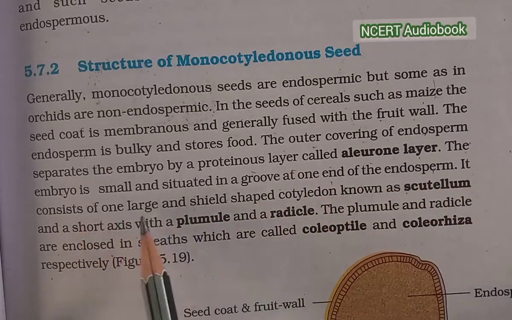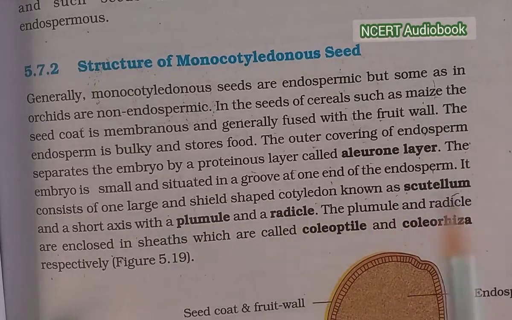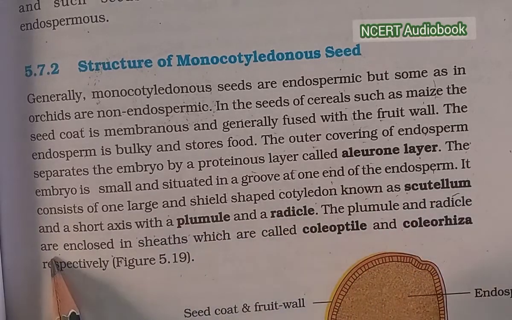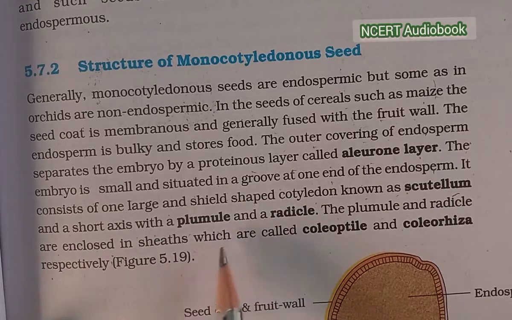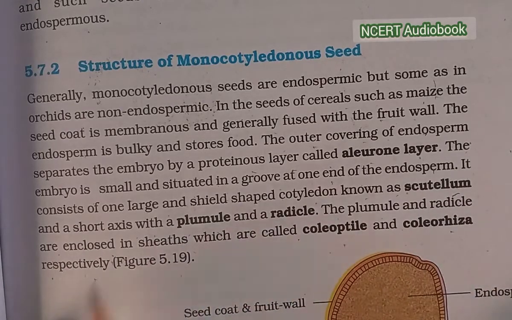It consists of one large and shield-shaped cotyledon known as the scutellum, and a short axis with a plumule and a radicle. The plumule and the radicle are enclosed in sheaths which are called coleoptile and coleorhiza respectively.